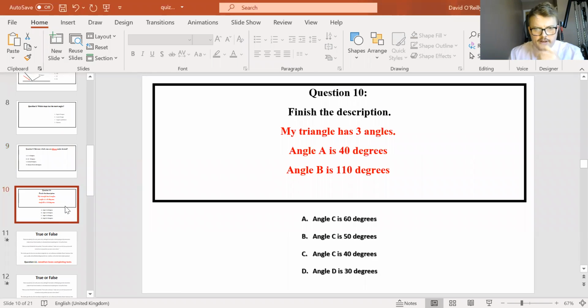Next question. Finish the description. My triangle has 3 angles. Angle A is 40 degrees. Angle B is 110 degrees. Okay, and then it gives us some options. Angle C is 60, 50, 40, or 30.